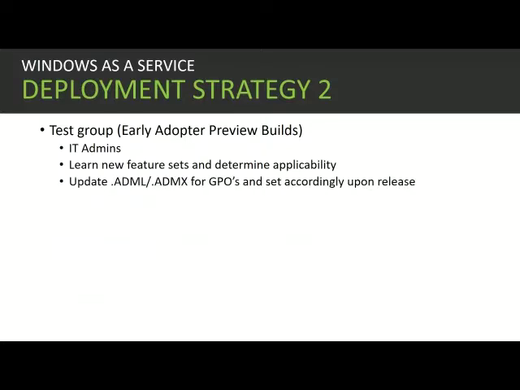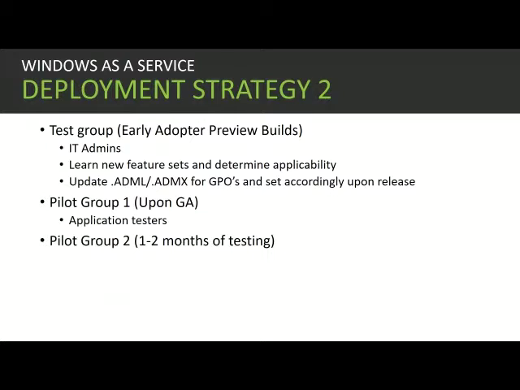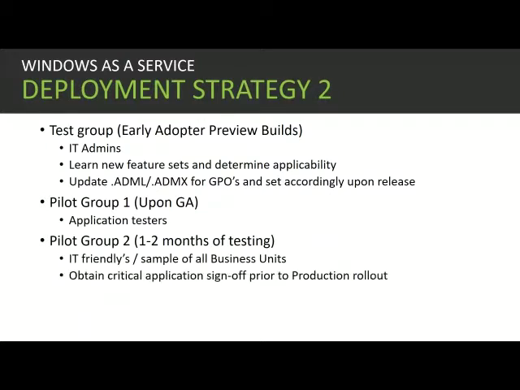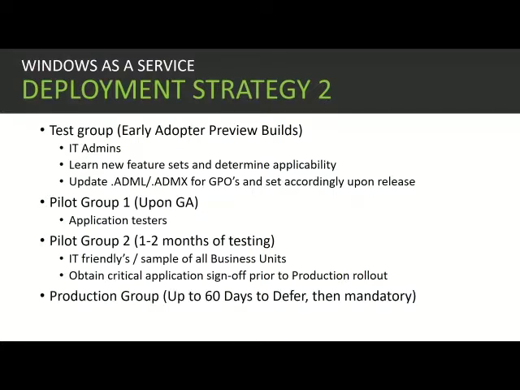You have a test group for IT admins to, again, learn the new feature sets and determine the applicability. Same piece, you update all the outlying infrastructure. When it goes to GA, you go to the application testers, that's the same. Pilot group, get the IT friendlies, sample business units, same. Then at the end of it, instead of rolling it out in different groups, you basically give it out to the entire production organization as an available update.